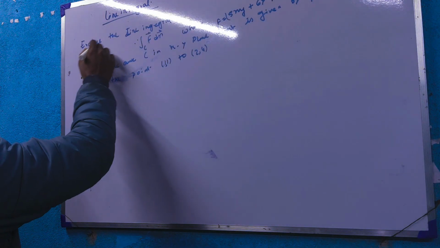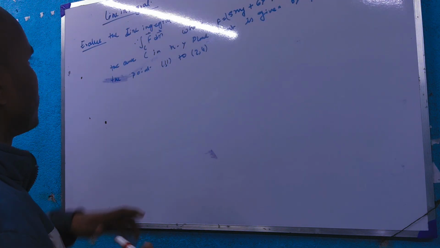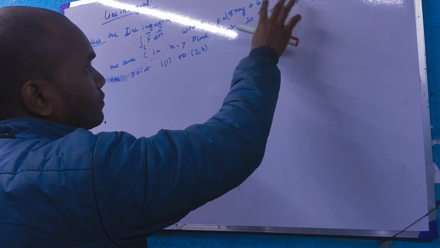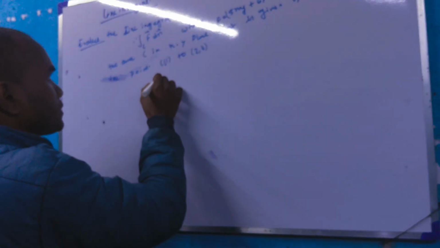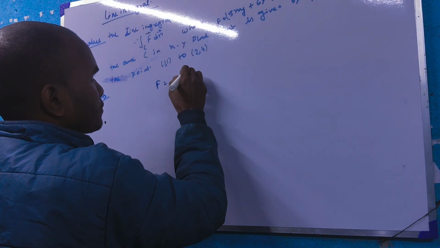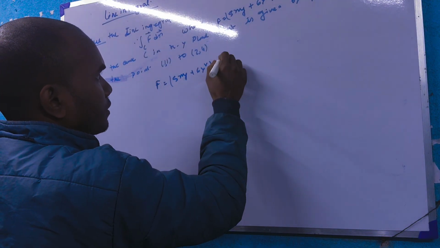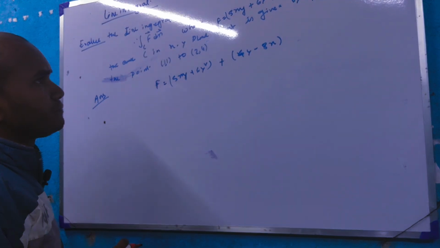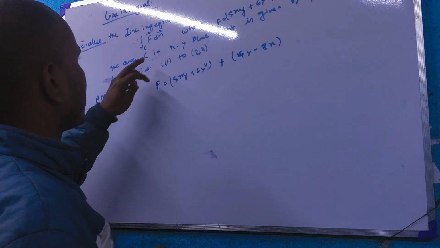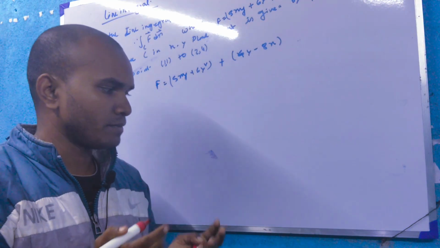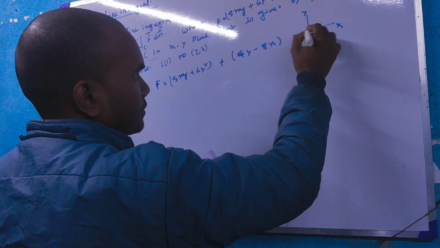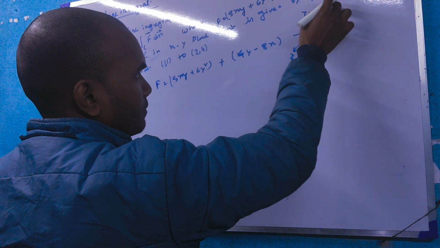The question is that we have to find the value of the line integral of F dot dr, in which the force field is given. As per the question, F is equal to 5xy plus 6y square plus 4y minus 8x. Along the direction, it is given that C is in the xy plane. So xy plane means this is x, this is y, and this is z.